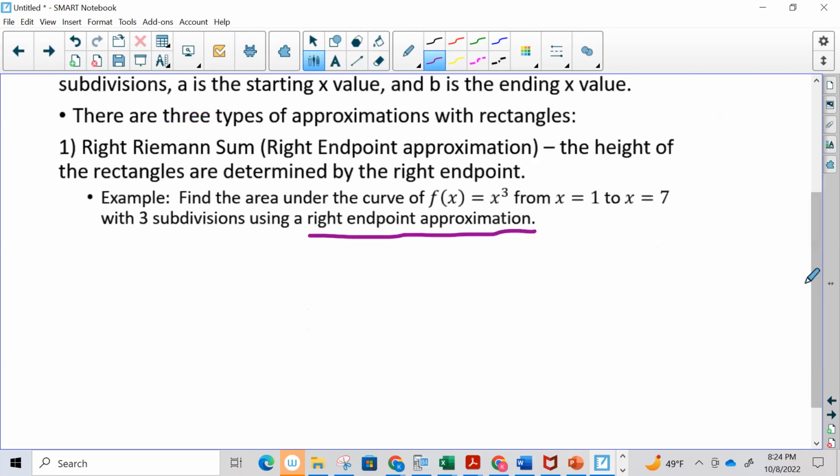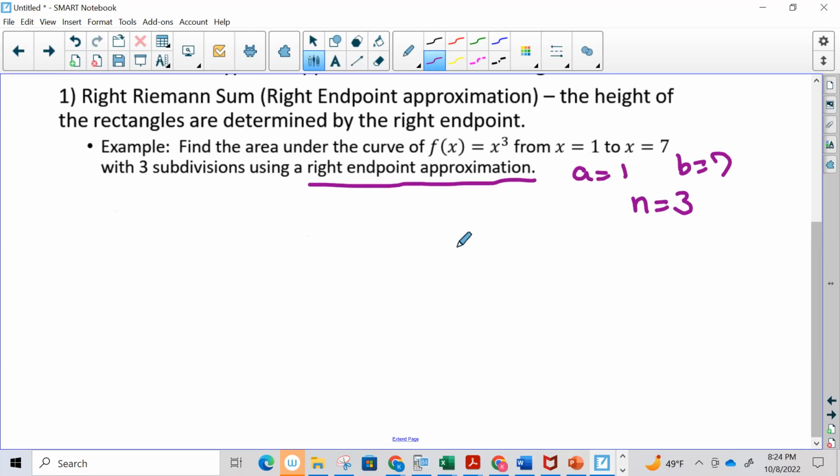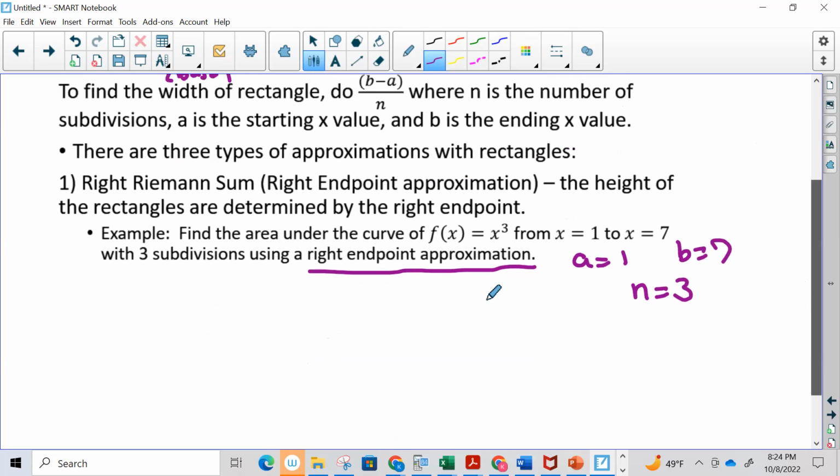So let's look at an example. We want to find the area under the curve of f of x equals x cubed from x equals 1 to x equals 7 with 3 subdivisions using a right endpoint approximation. In this case, my a is 1, that's where my x values start. My b is 7, that's where my x values end, and my n is 3 because that's the number of subdivisions. So we could find the width, or if we're talking about area, the base, what the length of that is.